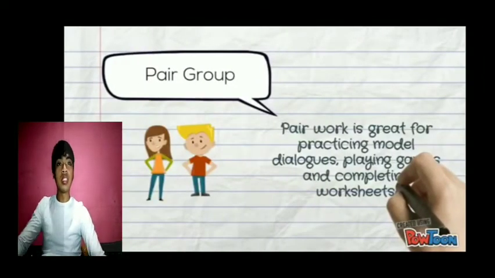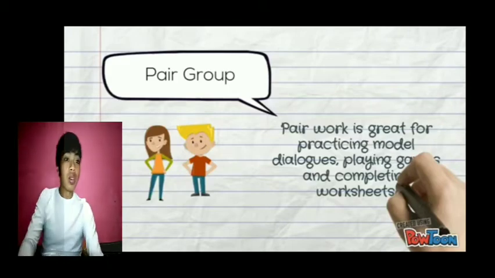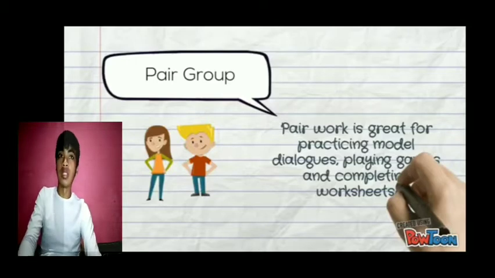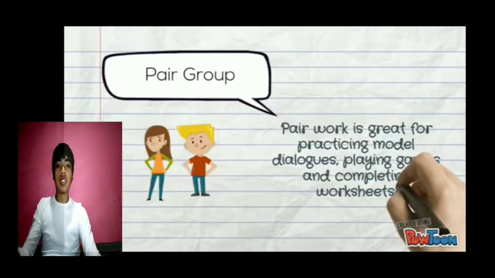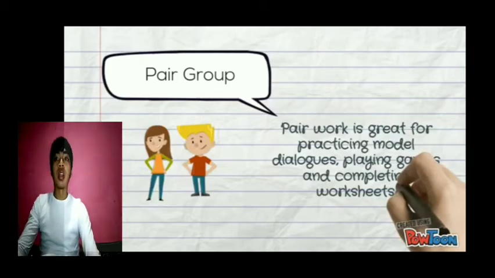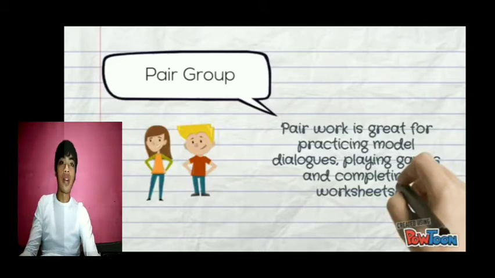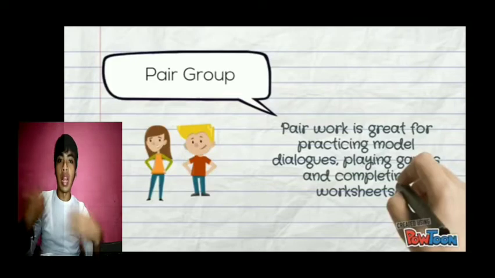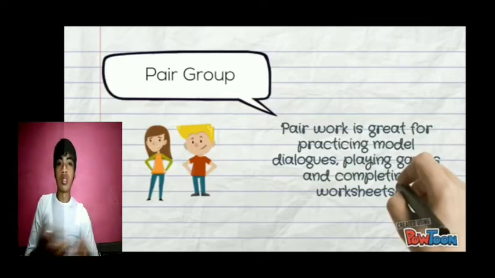And the second is peer group. Peer group is a great way for practicing models like dialogues, playing games, and completing worksheets. But we have disadvantages from this way. The disadvantage is that it is very noisy, and the chairs are gathered for peer work rather than a whole class setting, and it is not always popular with the students. So we must explain more to the students.